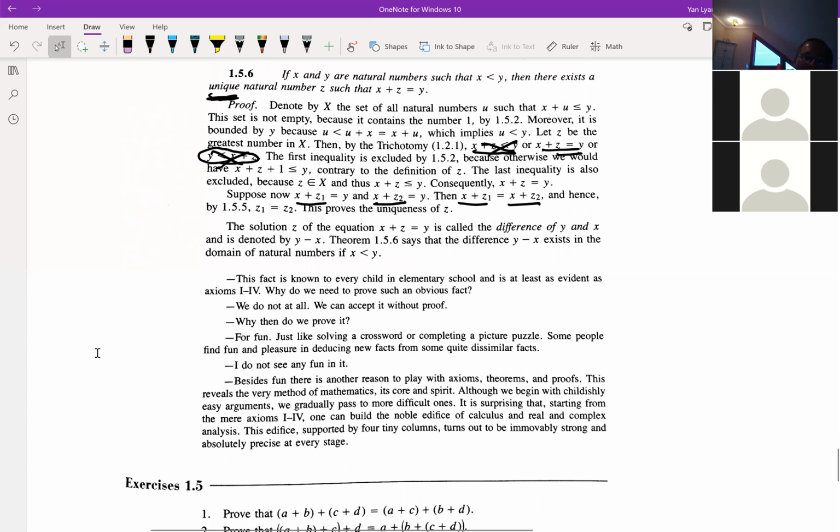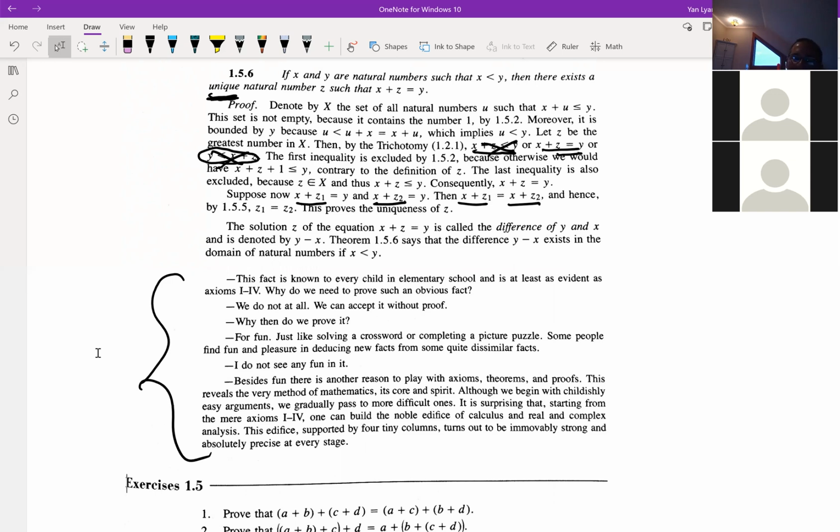Here's where he talks about a passage I kind of like. This is not part of the class, but let's talk about it really quickly. "This fact is known to every child in elementary school." It's actually true. Who doesn't know commutativity? Who doesn't know associativity? Who doesn't know the right cancellation law? Every child knows this.